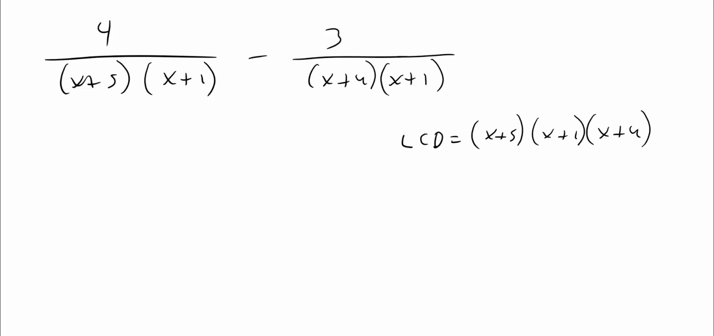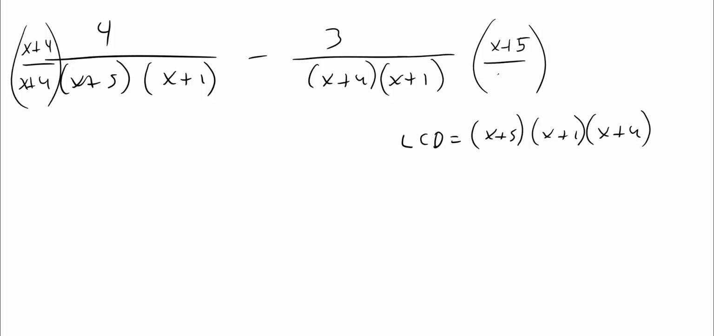Okay, so again, it's not a big deal, but it just means you're going to multiply this guy over here, and it's missing an x plus 4. So multiply this by x plus 4 over x plus 4. And this one is missing an x plus 5. So multiply this one by x plus 5 over x plus 5. Okay? No big deal.